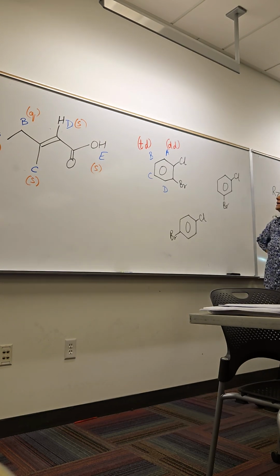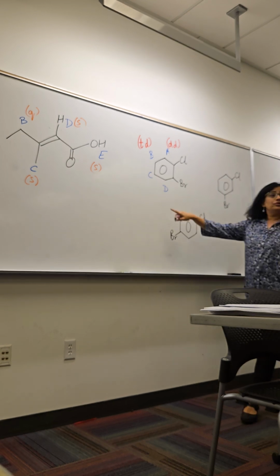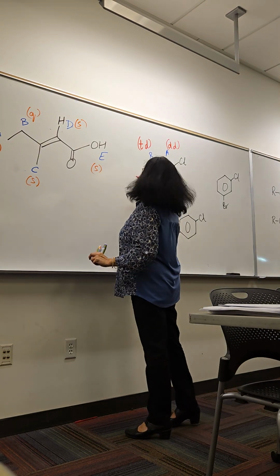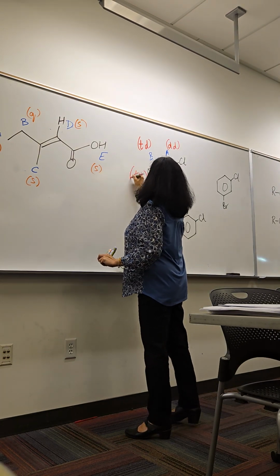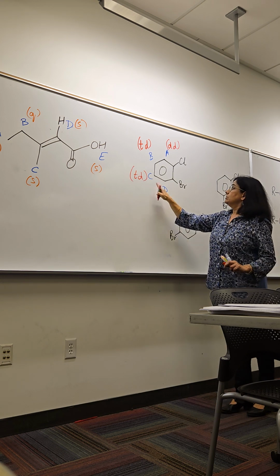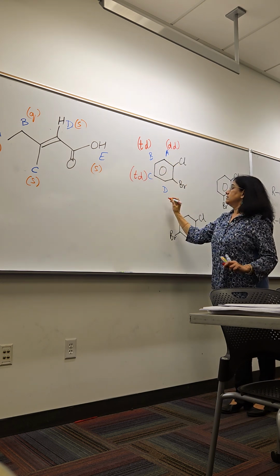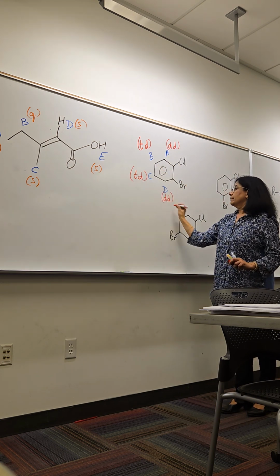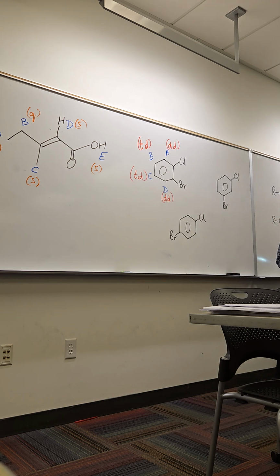Oh, we didn't finish. What about C? Triplet of a doublet. Same story as B? Yeah. Everybody with me? How about D? Doublet of a doublet. It's coupling with this and this, but not that. Everybody okay? Yes? Could you show us what a triplet of a doublet looks like?